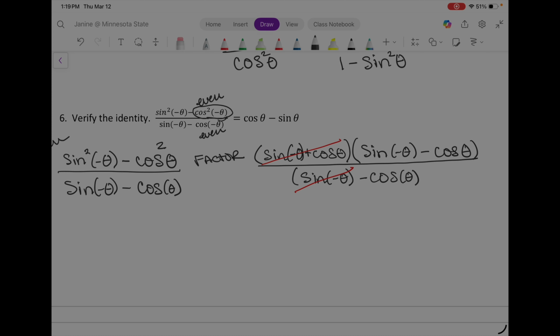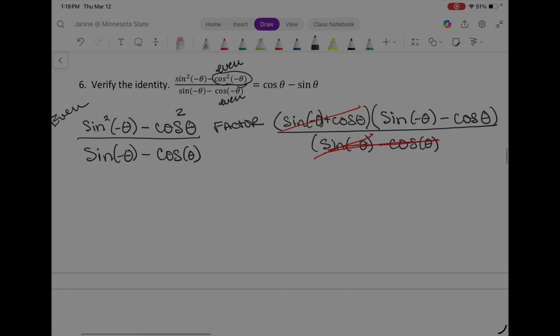And by this bottom one, I mean all of this is the whole thing, okay? The whole thing with the whole thing, and what is left, simplified, is sine of negative theta minus cosine of theta. What am I doing here?